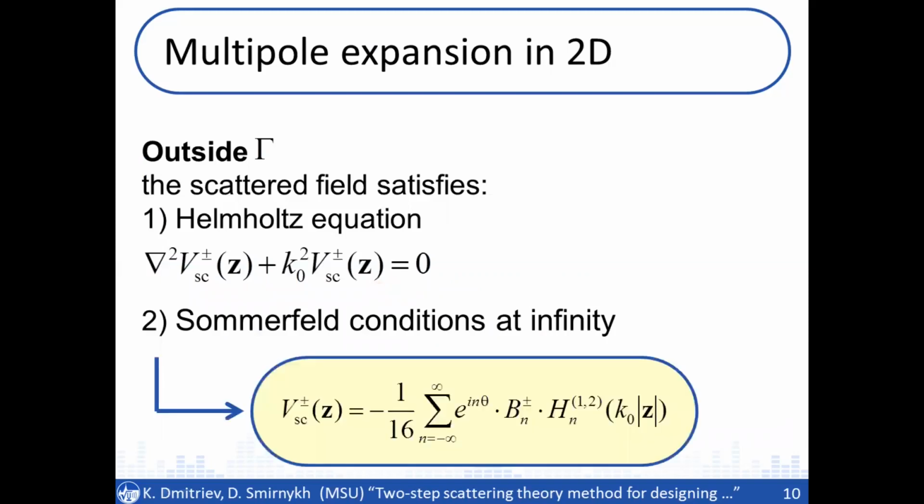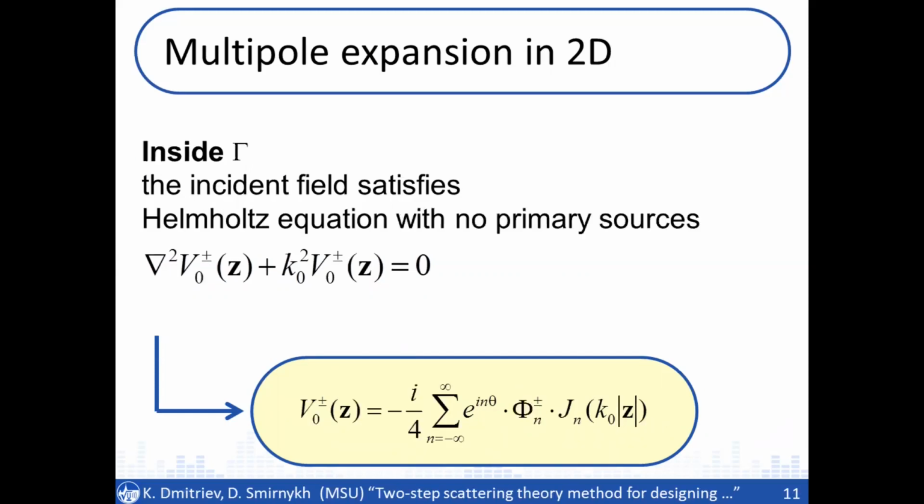So it can be expressed in the form of a multiple series with Hankel functions. Coefficients B here depend on the primary source configuration and on the scatter function. The incident field satisfies the Helmholtz equation with no primary sources, but inside gamma. So it can be expressed in the form of a multiple series with Bessel functions. Coefficients phi here depend on the primary source configuration only.